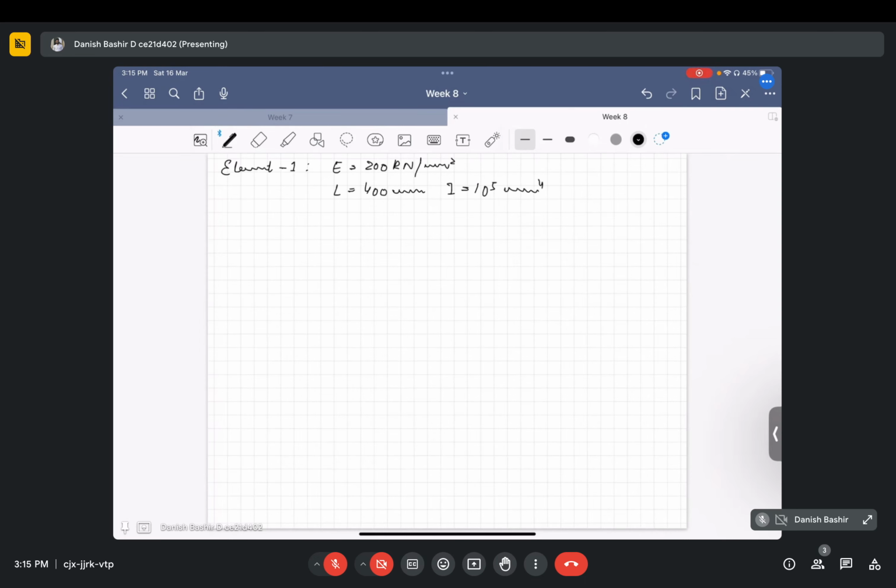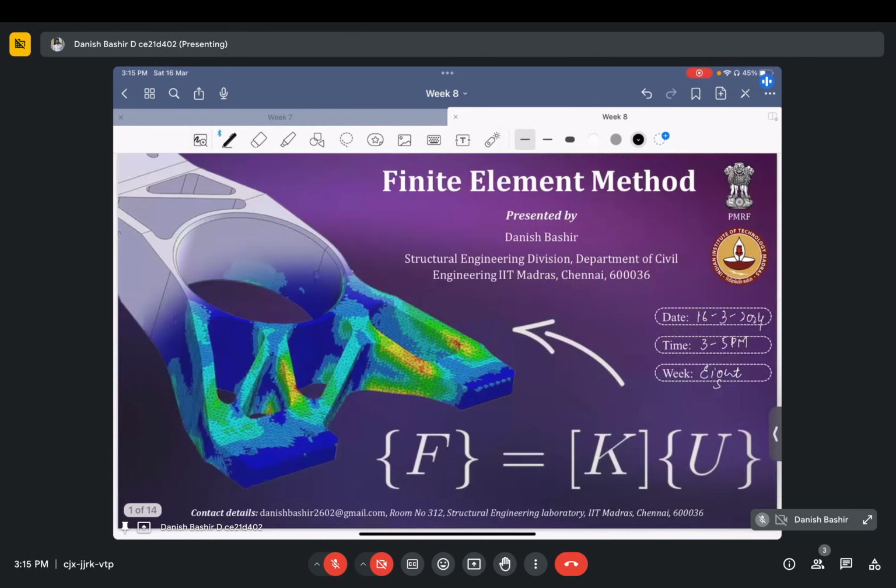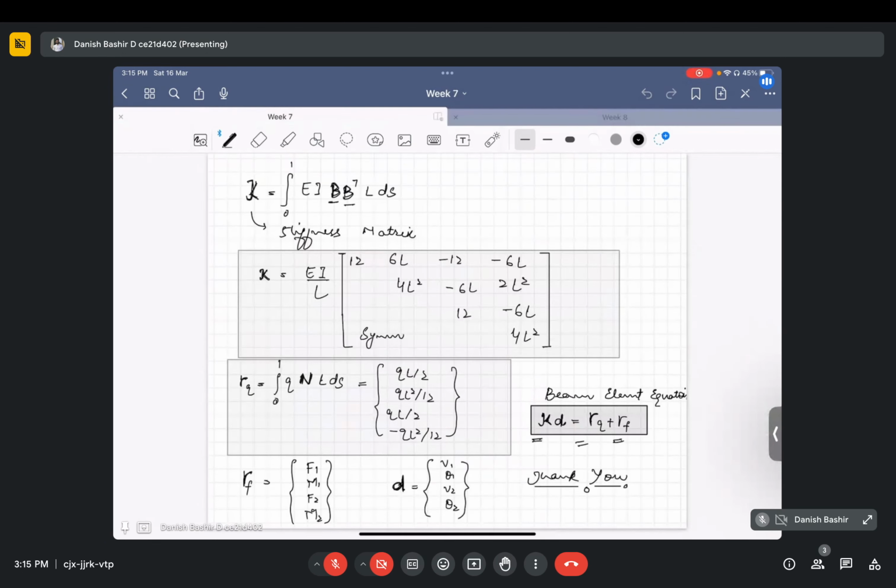Then what will be the equation system? We have to use this equation system, given in week 7: k times d is equal to rq plus rf. K is this, d is v1, theta 1, v2, theta 2. Rq will not be applicable there as there is no distributed load. There will be rf only, because there are only applied point loads.